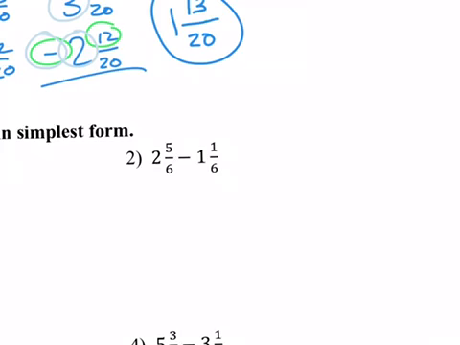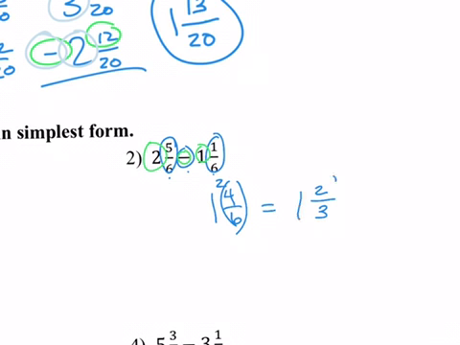Number 2, 2 and 5/6 minus 1 and 1/6. So focus on your fractions and your operations. So 5 minus 1 is 4. I get 4/6. I go back and subtract my whole numbers, which is 1. This can be reduced by 2. So I'm going to turn that into 2 goes into 4 2 times, 2 goes into 6 3 times, and I'm going to leave that 1.